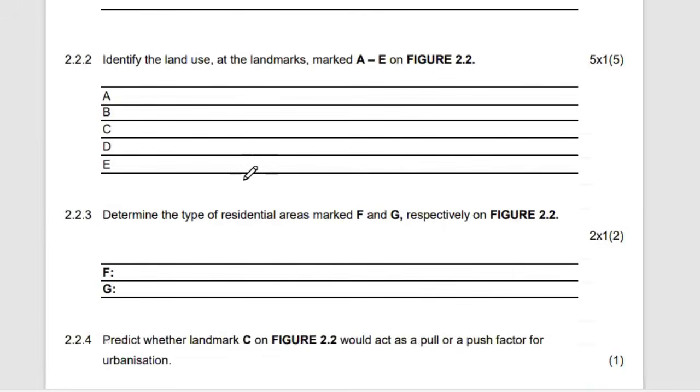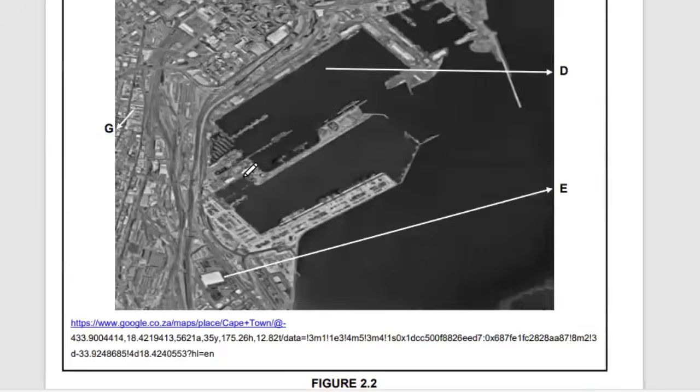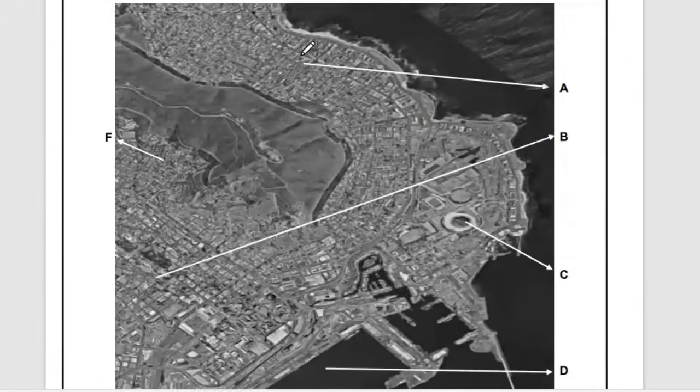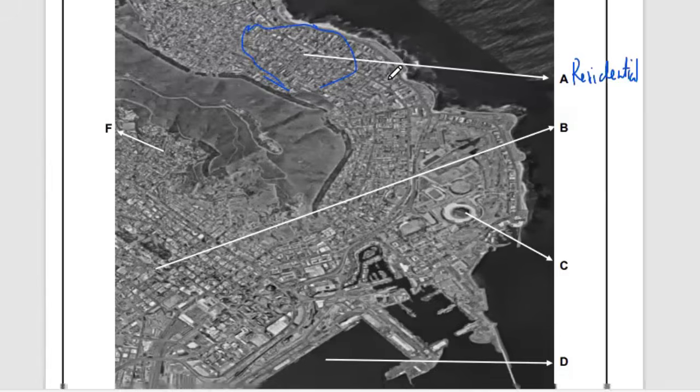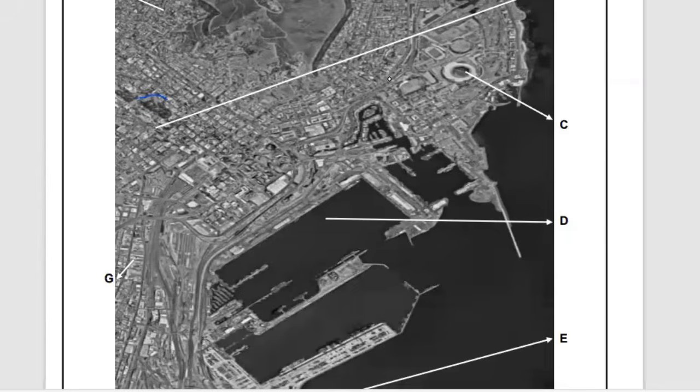Identify land use at the landmarks A to E. Right. We want to identify land use at A. Where is A? We are seeing our A here. What kind of land use is that one? What is the main activity that you can see? These are houses. So automatically it means A is residential, because we can see that all these are houses. So it's a residential area. And also if we check at B, our B is also indicated here, this area. That is also residential. Those are houses. It's a residential area.